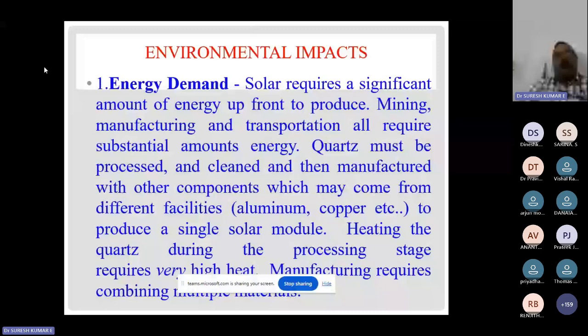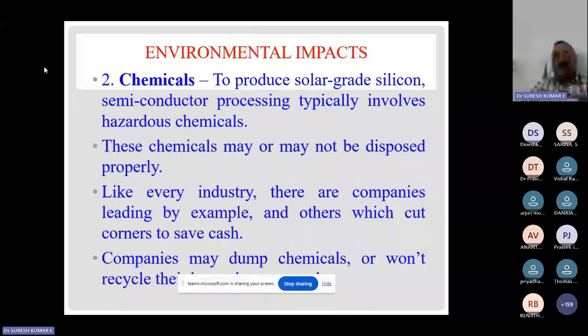Now chemicals, another issue. To produce solar grade silicon, or even electronic grade silicon, again renamed as solar grade silicon, from metallurgical grade, semiconductor processing typically involves hazardous chemicals. Electronic grade silicon is for general electronic devices. These chemicals may or may not be disposed of properly. This is the issue. Like every industry, especially in India, the law is not enforced so much. The flexibility of law is there.